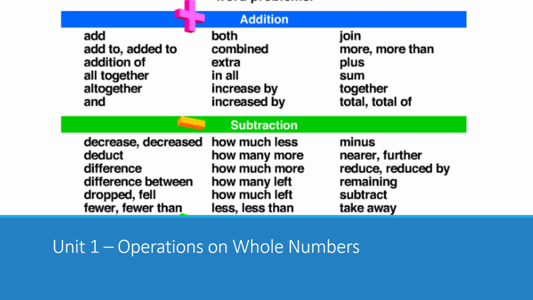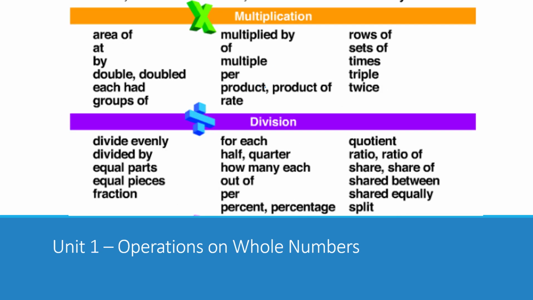All right, the next concept that we need to talk about in this unit is operations on whole numbers. So you will have quite a few word problems in this unit. It's important for you to be familiar with this chart, which is going to give you some keywords for addition and some keywords for subtraction. And then we also have some keywords for multiplication and some keywords for division. If you can pick out these keywords, typically that's going to indicate to you as a student what type of operation you need to do with those numbers in the problem.